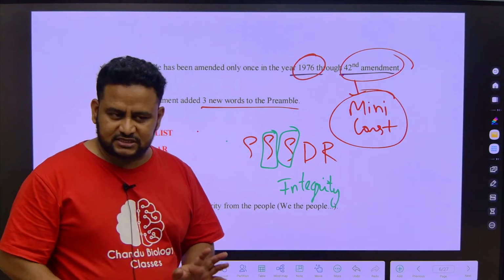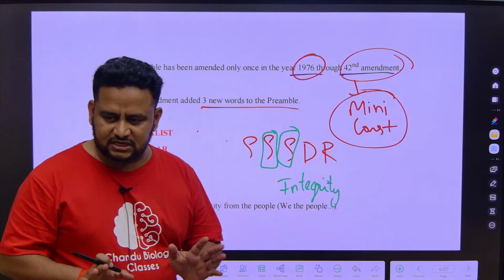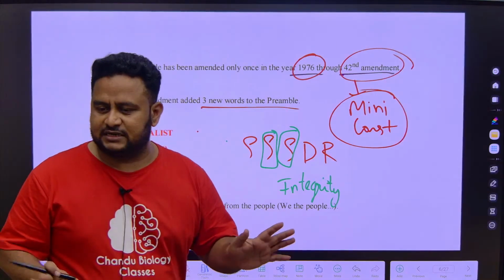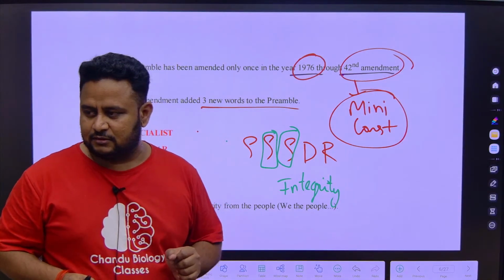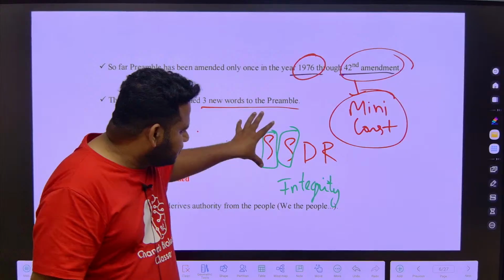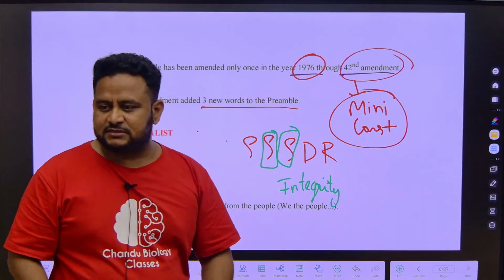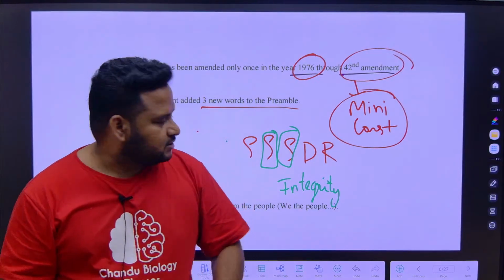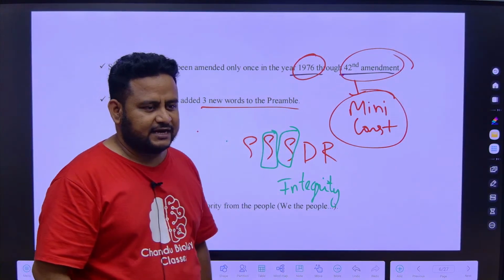Okay. But does that mean that India was not socialist? Does that mean that India was not secular? Does that mean there was no integrity? Of course it was there. It is implied that it was there. Okay. But they made it explicit. Implicit means it is already hidden there, it is already being followed. Making explicit means that it is being added.